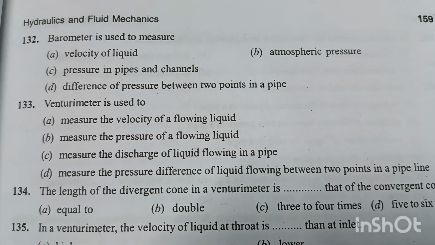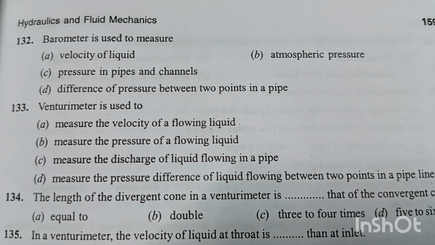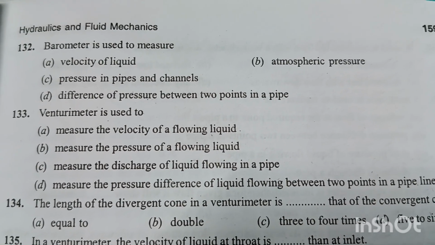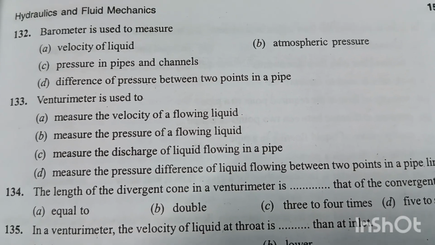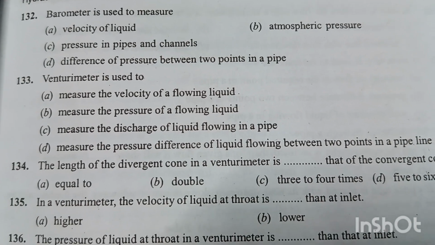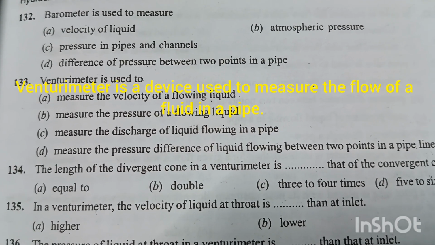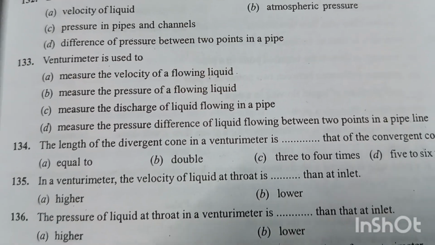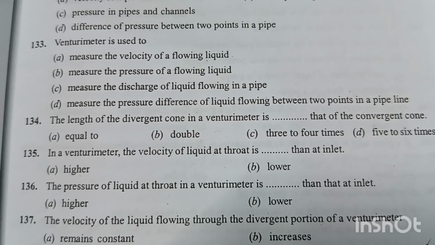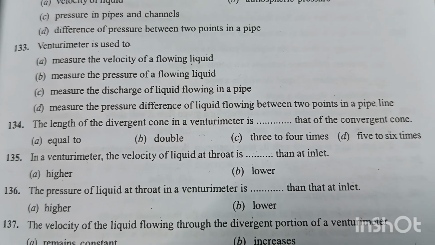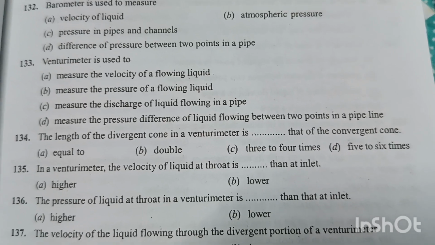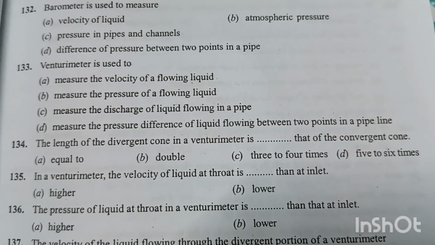Question number 132. Barometer is used to measure atmospheric pressure. Option B is right answer. Question number 133. The venturimeter is used to measure the discharge of liquid flowing in a pipe. Option C is right answer. Question number 134. The length of the divergent cone in a venturimeter is 3 to 4 times that of the convergent cone. Option C is right answer.